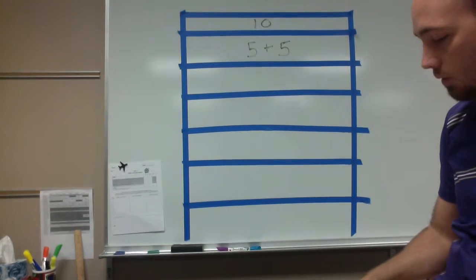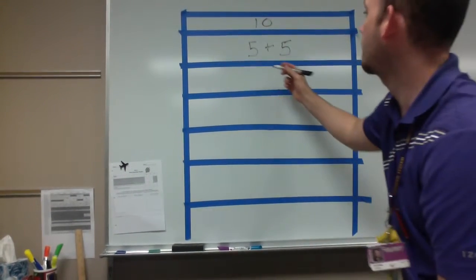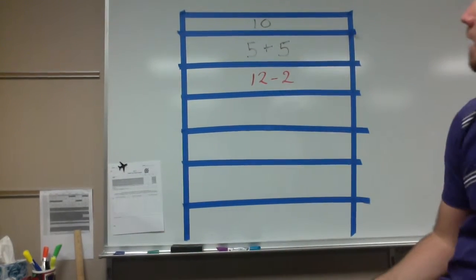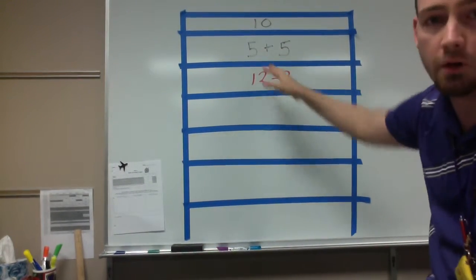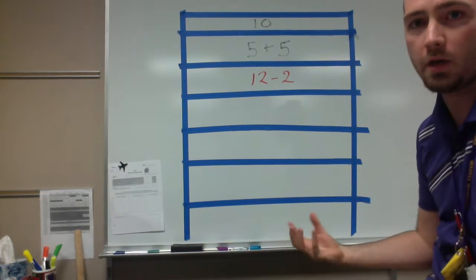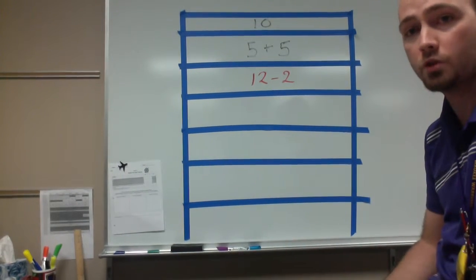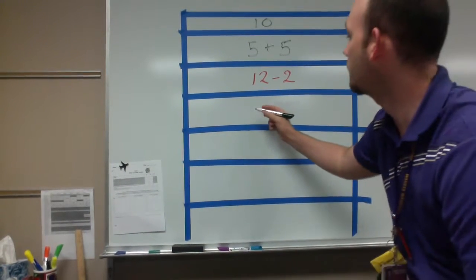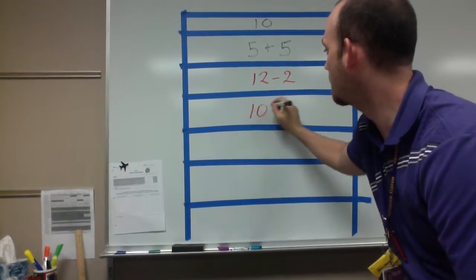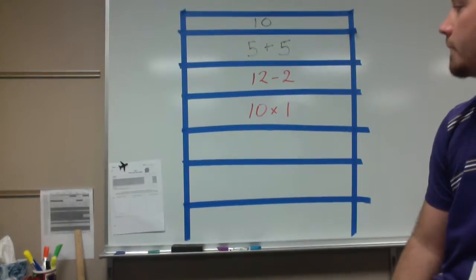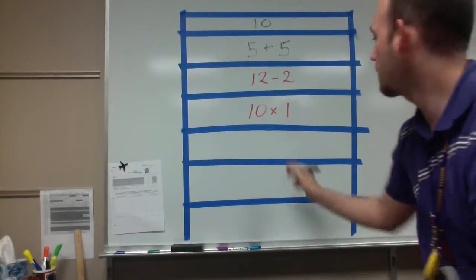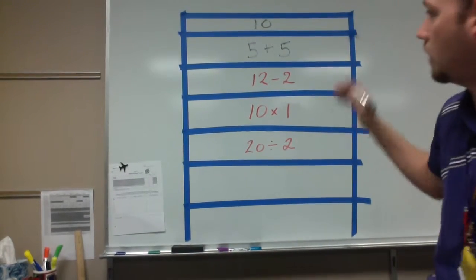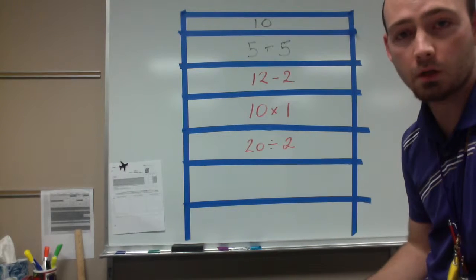An example that would use some subtraction, maybe we would do something like 12 minus 2. So you can see we're using different numbers and different operations to come up with different names for 10. So every box should equal 10 in some way. We can also use multiplication, so maybe we do something like 10 times 1. And then we could also use division. So maybe we do 20 divided by 2. Each of those is a different name for the number 10.